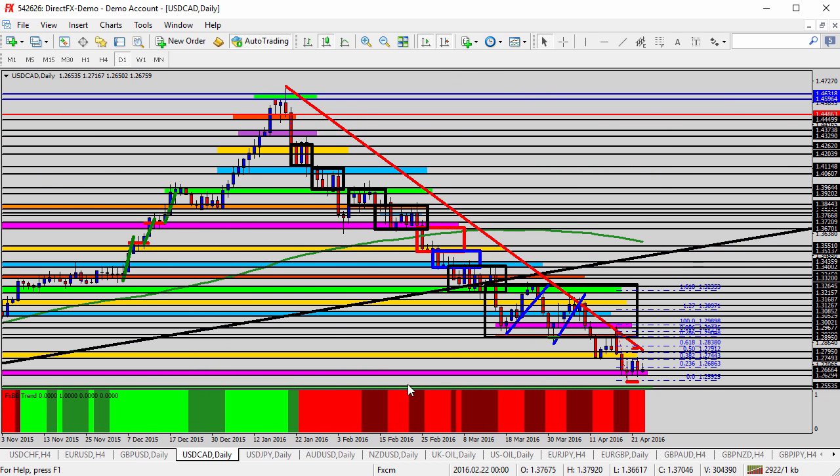Moving on to the USDCAD, we're kind of stuck in a little period of congestion at the very, very bottom of the downtrend. It's a downtrend. We can't deny that.